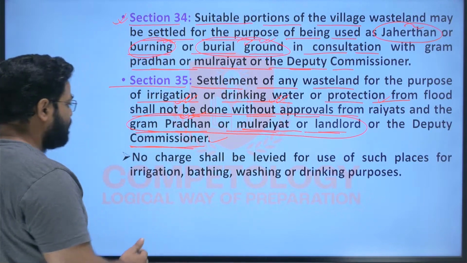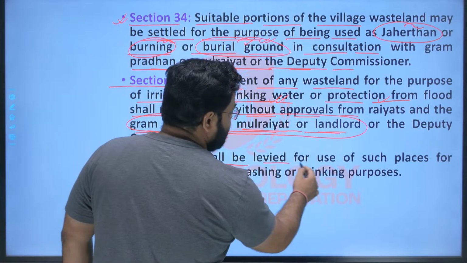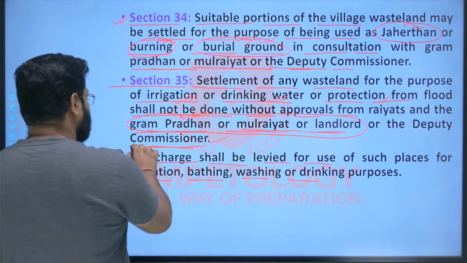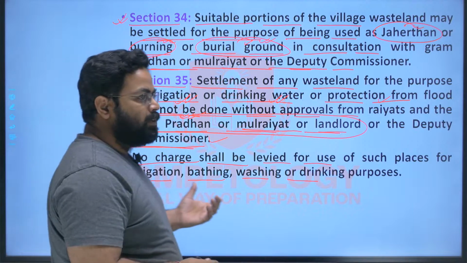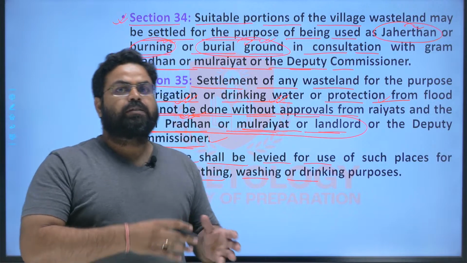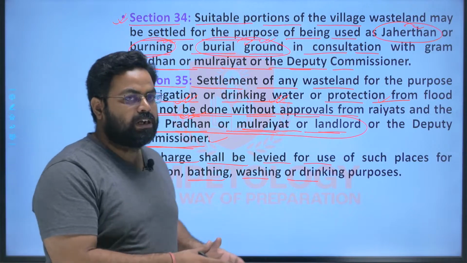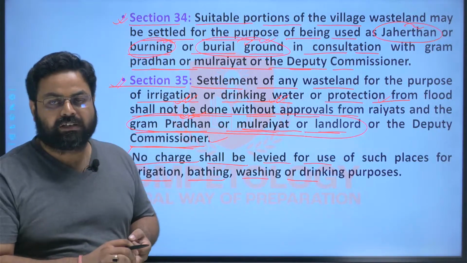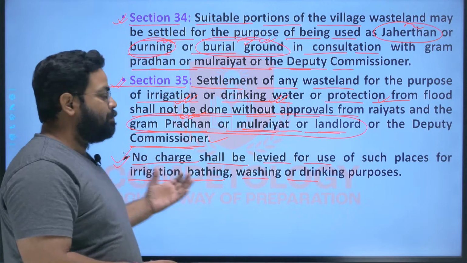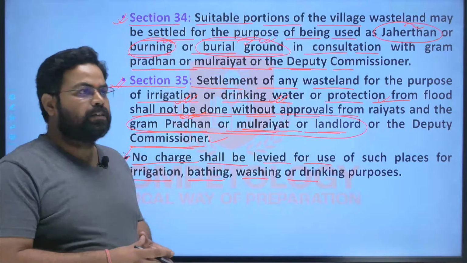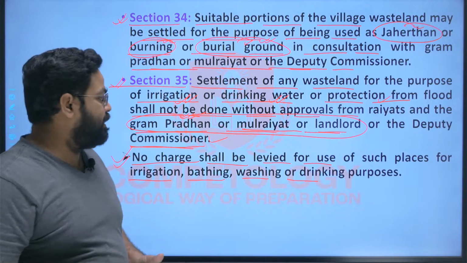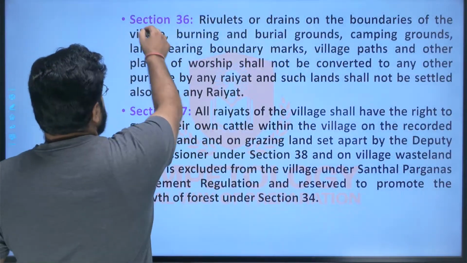land, right? Next, no charges shall be levied for the use of such places for irrigation, bathing, washing, or drinking purpose. So, under section 35, whatever land has been allocated for community use, that the common people can use, because it has been allocated by the government for the purpose of drinking water, for the purpose of irrigation, or any other purpose. So the complete village population can use that facility without any charges, because it is for the common purpose, common use, right?